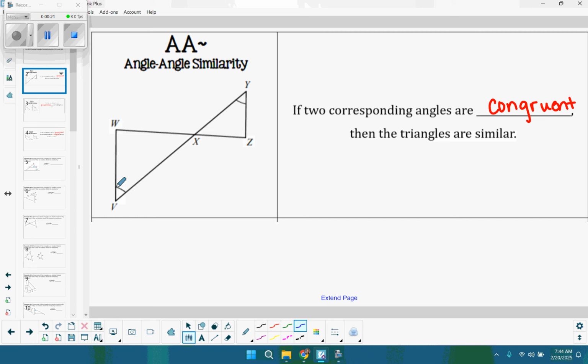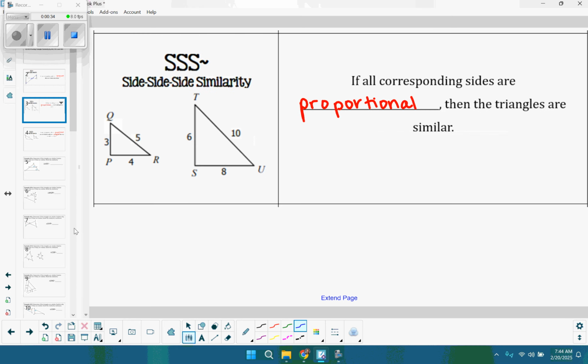So here we had one that was already marked, and we also had our vertical angles that were congruent. So we have two pairs of angles that match, so this would be AA similarity. A different way could be side-side-side similarity, SSS. So instead of looking for all 3 pairs of sides to be congruent like we do with congruency, we're looking for all 3 pairs of sides to be proportional.